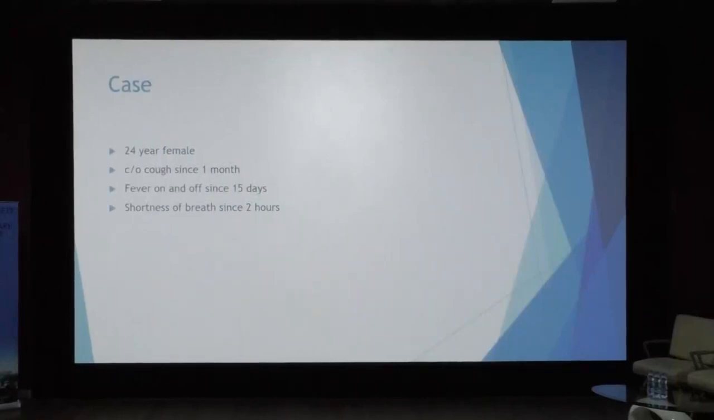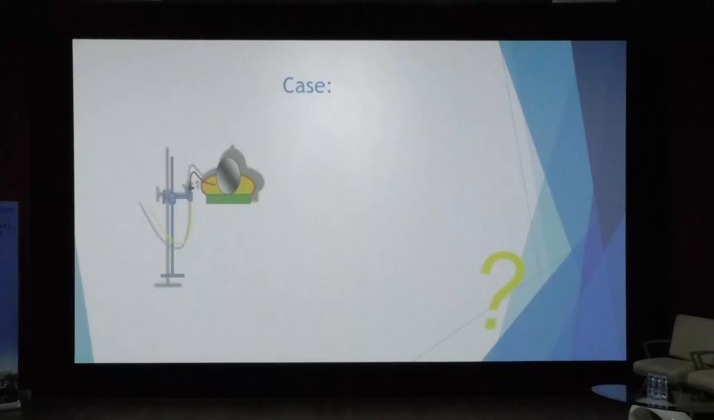Seeing the case we discussed since morning, we get a typical young patient, a 25-year-old female, with a history of cough for 1 month, fever on and off for 15 days, and shortness of breath for 2 hours. Once this patient comes to the emergency room or the ICU, we want to do a clinical examination. On arrival, we grossly see the patient has hypotension, raised JVP, and cold extremities. Now the question starts: what should we do?